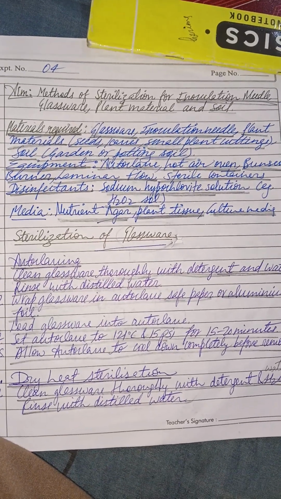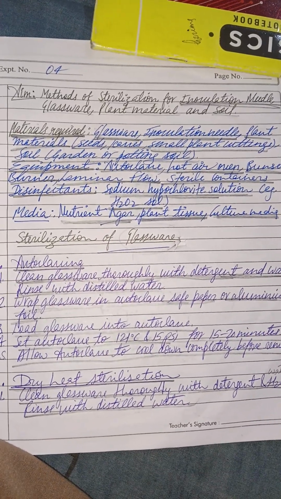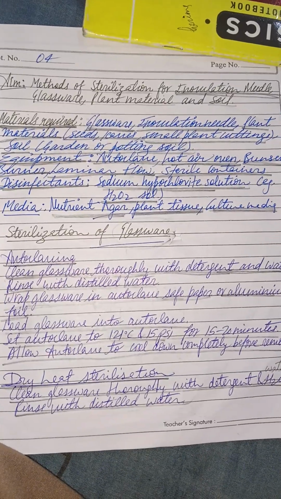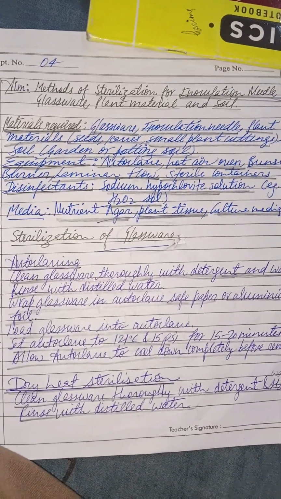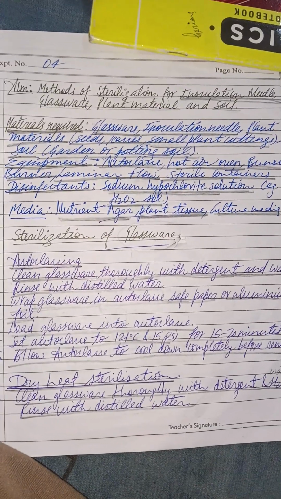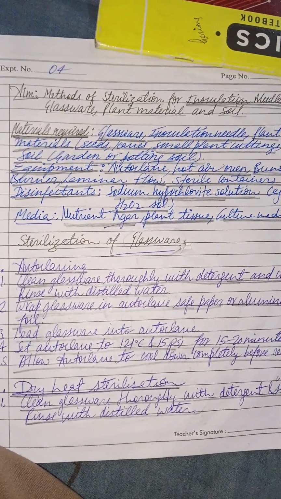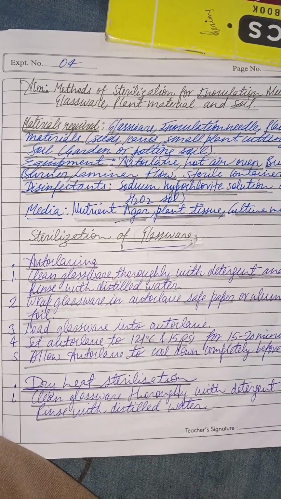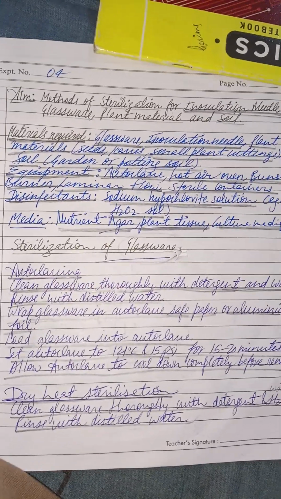Methods of sterilization for inoculation needle, glassware, plant material, and soil. First of all, what is sterilization? Sterilization is a process in which we make something free from contamination. There are different methods of sterilization: physical methods, chemical methods, moist heat, dry heat.